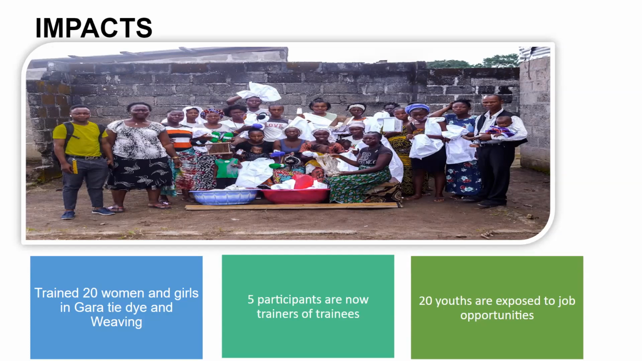So we have five trainers of trainees that we trained, and they are now trainers of trainees. And we have 20 youths who are already exposed to job opportunities. As you can see in these pictures, they are all exposed right now to job opportunities. Anybody can hire them, and they can go to train in any training center. They can be paid, or they can choose to volunteer to help their community and their country as a whole.